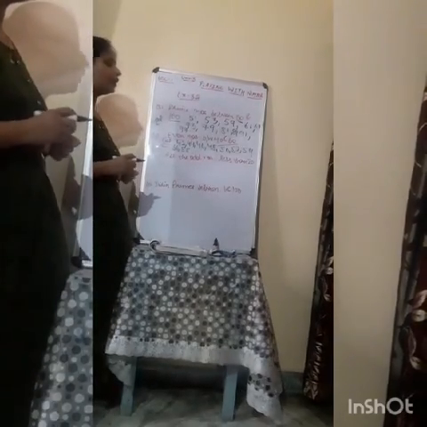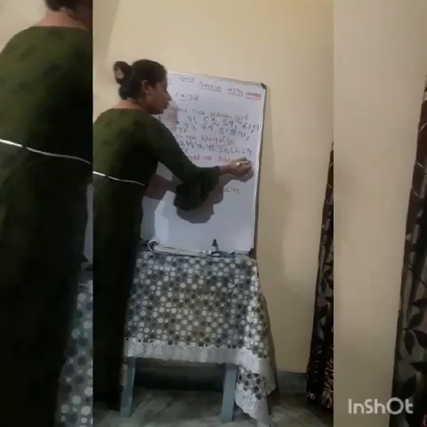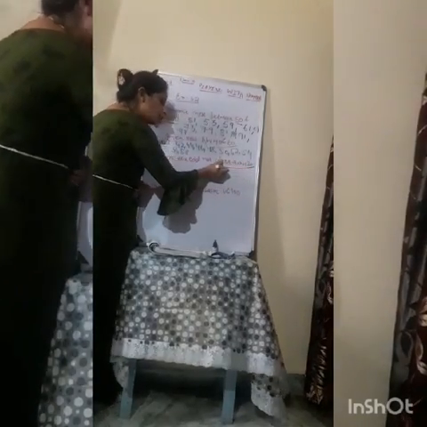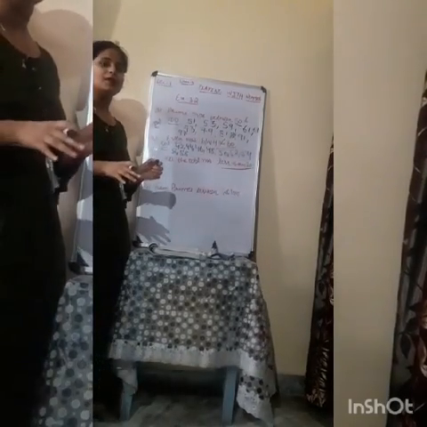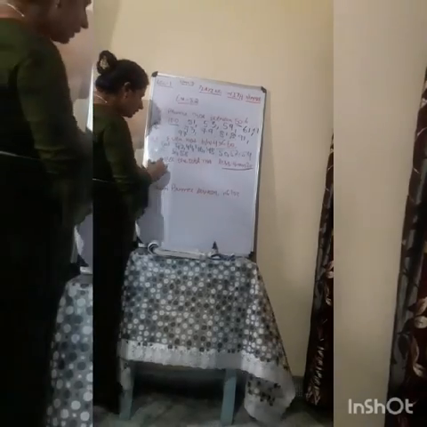Next is all the odd numbers less than 20. Now what you need to do, you have to tell all the odd numbers which are less than 20. Okay, let's start.